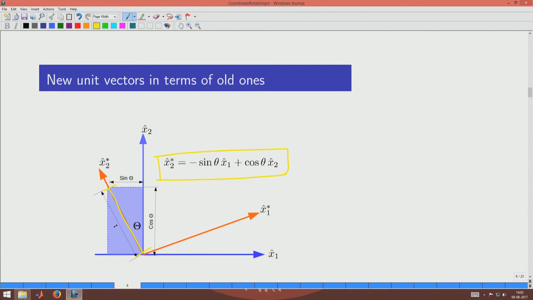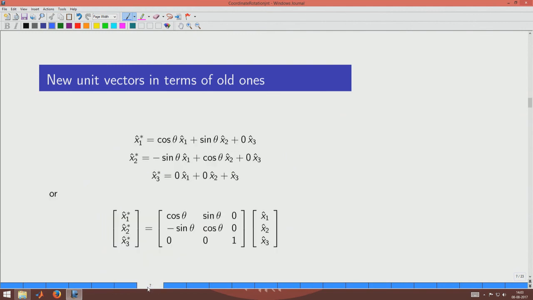At this junction we can just write this, and do we need to write x3 star in terms of anything else? We do not need to worry, because x3 star is the same as x3, because the rotation is about the x3 axis. So, the x3 axis has not changed its orientation at all, and we can just leave it like that. We now have the 3 new unit vectors in terms of the 3 old unit vectors. So, we can connect them and see how those expressions look. That is given in this form here.